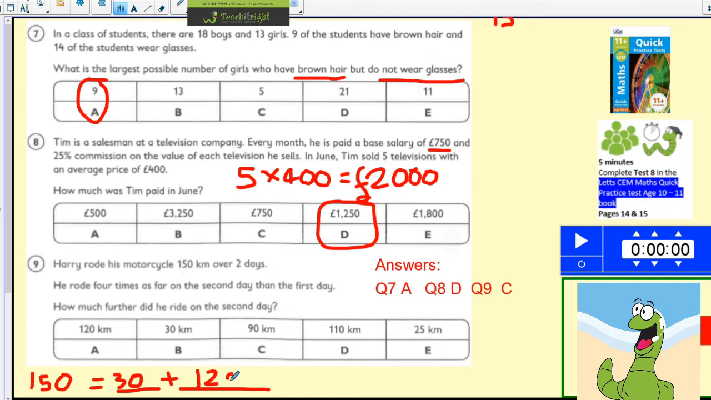That would be 120. It does add up. And since 30 plus 120 adds up, that's the only numbers that can work. We can use 150. And I want to know how much further he rode. I can just work out the difference between the two. And remember, the difference in maths always means take away. So the difference is 90. So final answer, 90 kilometers.